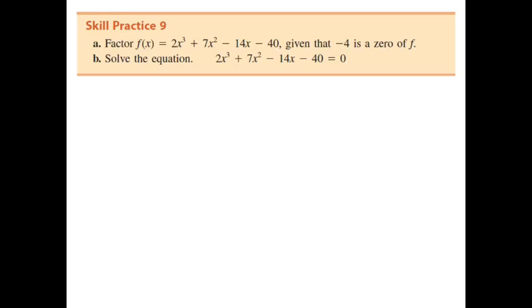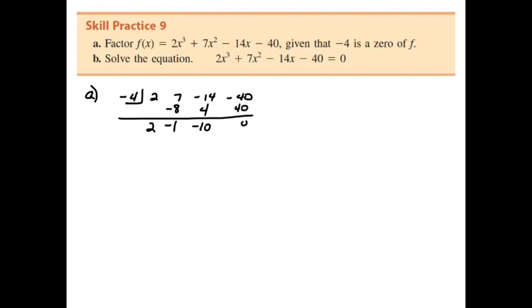So let's try this to factor A. For A, they give us that negative 4 is a 0. So we're going to set up our division. And we've got 2, 7, negative 14, and negative 40. Okay? Bring down a 2. And that's going to be negative 8. When I add, I'll get negative 1. 4 times 1 is 4. It'll be positive, so that'll add to be negative 10. And negative 10 times negative 4 is positive 40, which is 0.